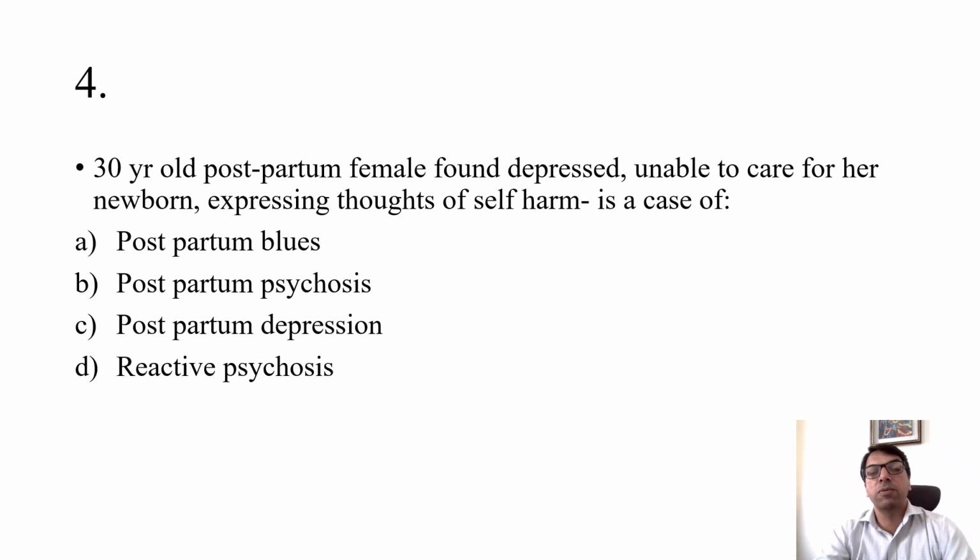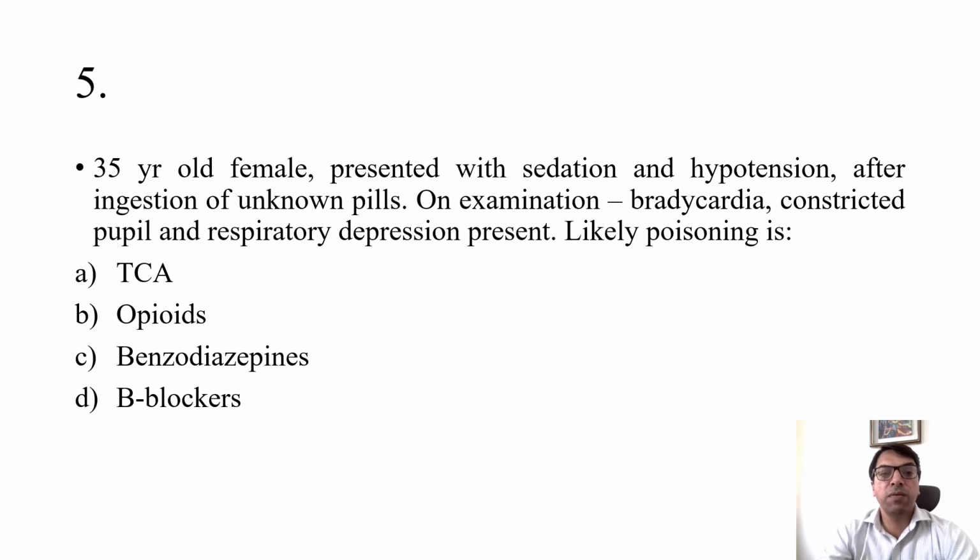Moving on to the next question: a 35-year-old female presented with sedation and hypotension after ingestion of unknown pills. The symptoms are sedation and hypotension. On examination, signs are bradycardia, constricted pupil, and respiratory depression. The question is asking about the triad of bradycardia, constricted pupil with respiratory depression, and in which poisoning they are found: tricyclic antidepressants, opioids, benzodiazepines, or beta blockers.